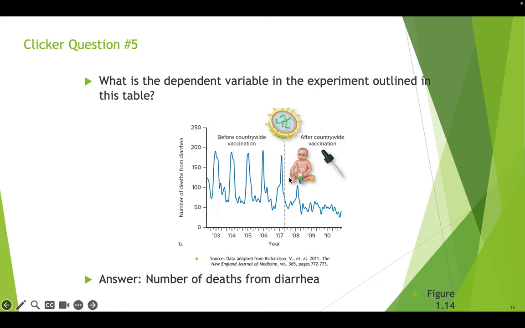After countrywide vaccination begins in 2007, we see dramatic declines, which is awesome. So what is the dependent variable? What's the thing that is being measured by the scientists? Good. It's always on the y-axis. The number of deaths from diarrhea, that's the dependent variable in this study.